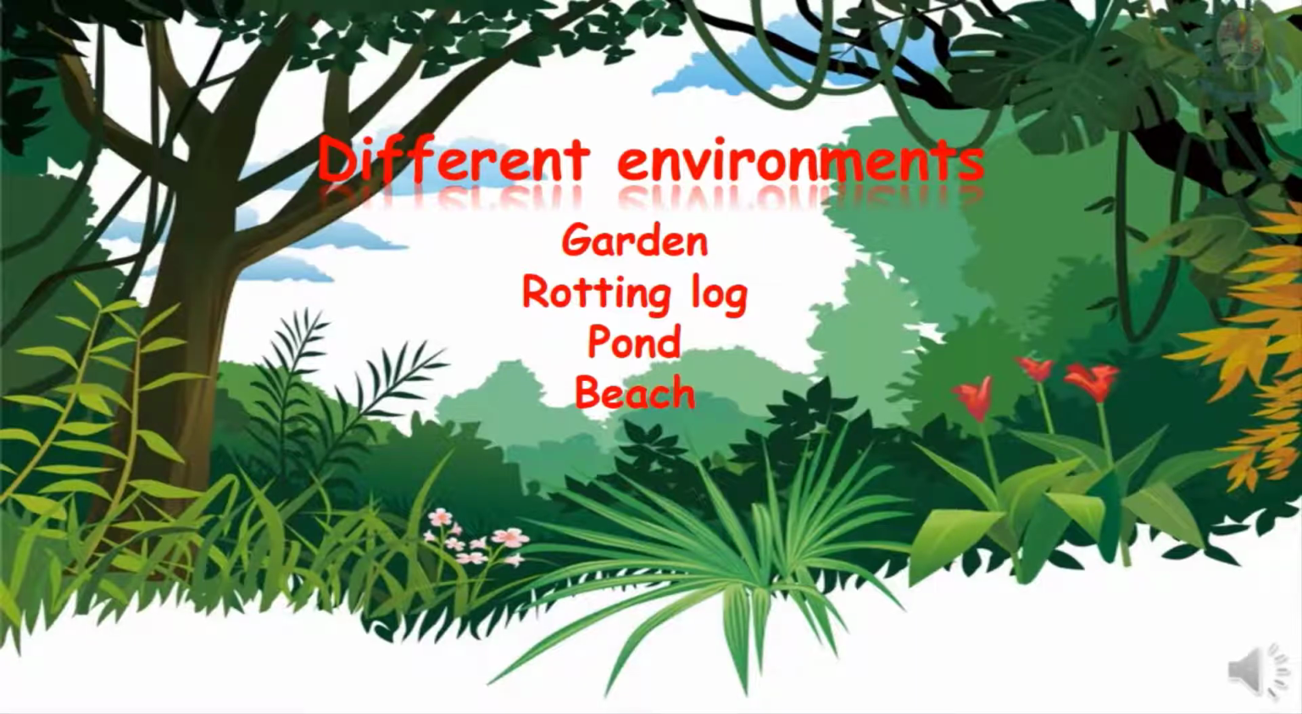Living things can be found all around us, from the top of a tree to the bottom of a pond. There are many places living things call home. Different environments: garden, rotting log, pond, and the beach.